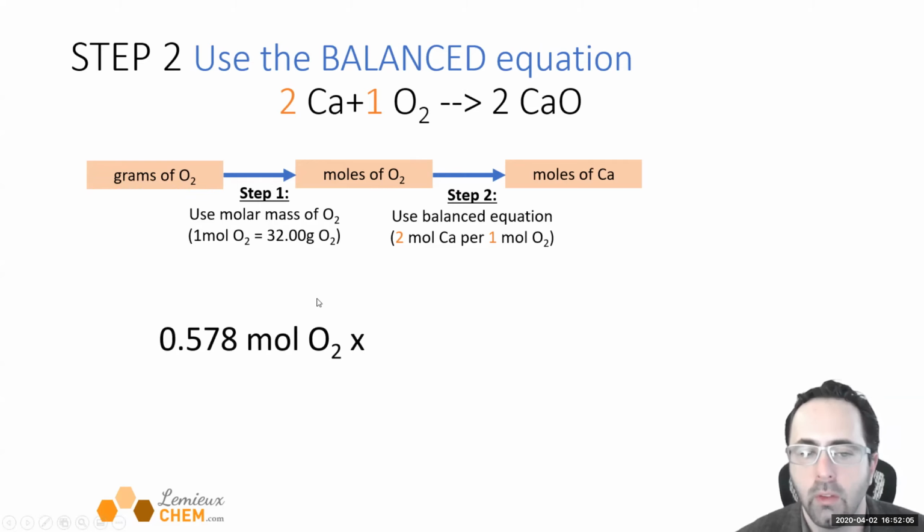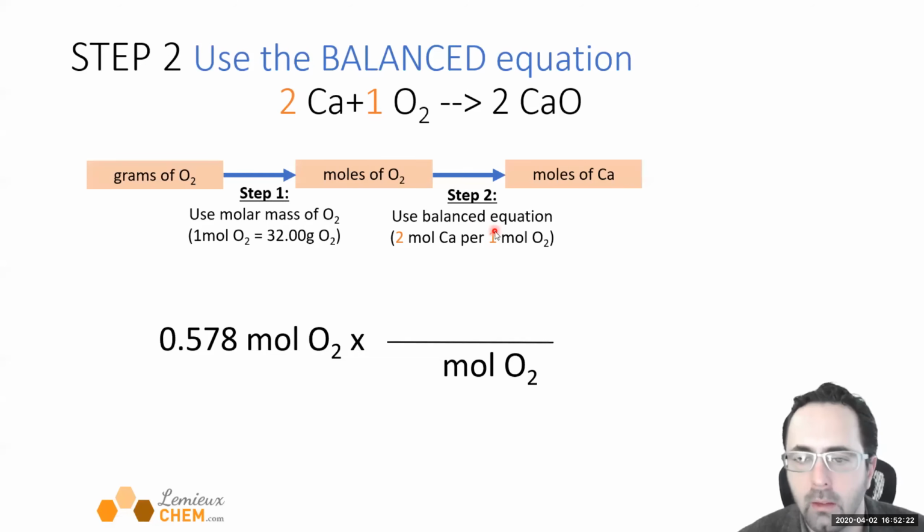So from before, we found out we had 0.578 moles of O2, and we're going to apply a conversion factor. Let the units be your guide. This moles of O2 is here, so it has to go down here. And we see from our balanced equation, the number we put next to the moles of O2 is 1, and our moles of O2 will cancel. Then the other side is the 2 moles of calcium. The 2 comes from the balanced equation. And now we're going to have moles of calcium.